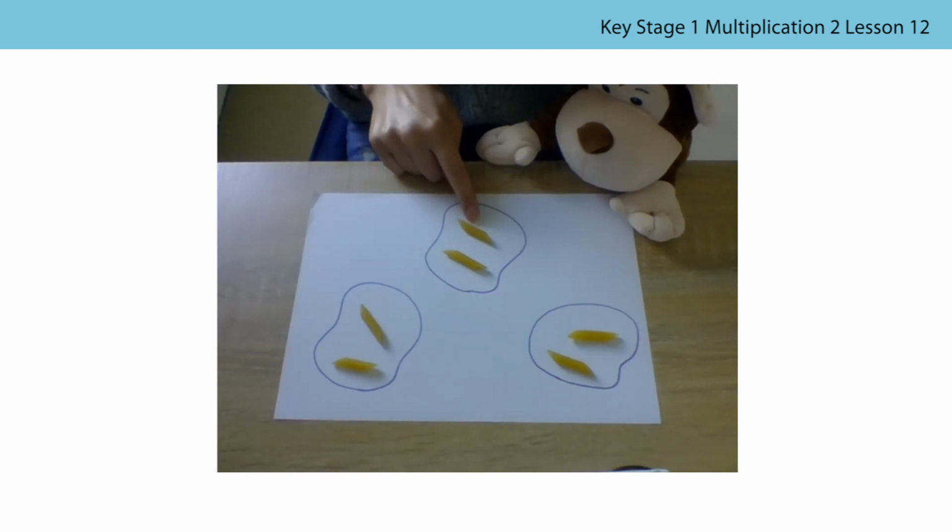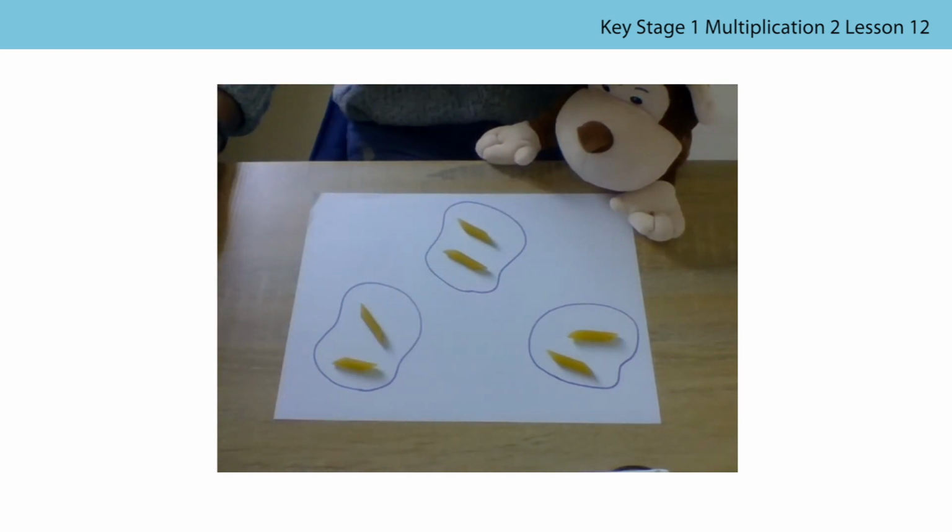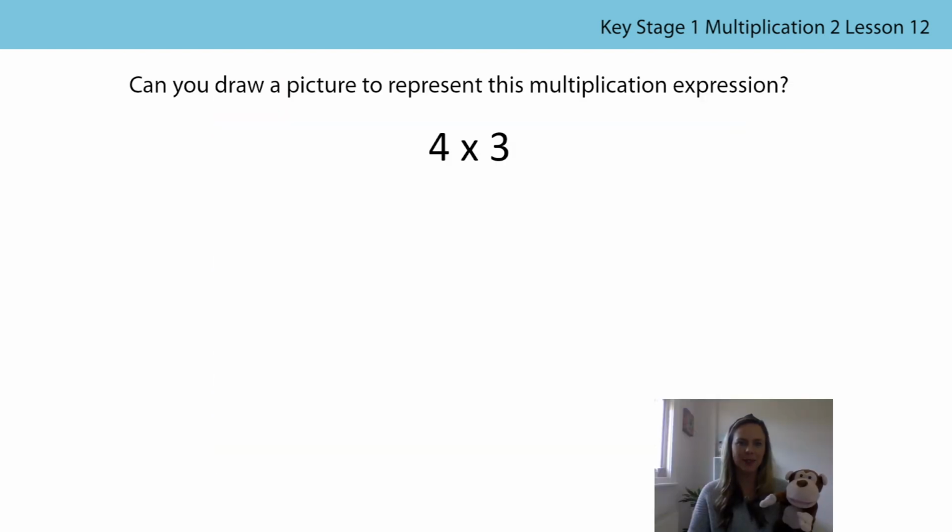I wonder if your objects look similar to Bongo and I's. Can you draw a picture to represent this multiplication expression? It says 4 times 3. Pause the video whilst you draw your picture. Remember to explain to somebody at home how you know your picture represents the multiplication expression. Bongo and I are going to have a go too. Have you had a go? Have a look at what Bongo and I have done.